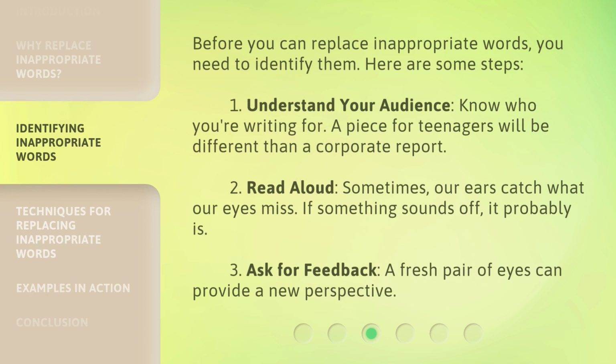Before you can replace inappropriate words, you need to identify them. Here are some steps. 1. Understand your audience. Know who you're writing for. A piece for teenagers will be different than a corporate report. 2. Read aloud. Sometimes, our ears catch what our eyes miss. If something sounds off, it probably is. 3. Ask for feedback. A fresh pair of eyes can provide a new perspective.